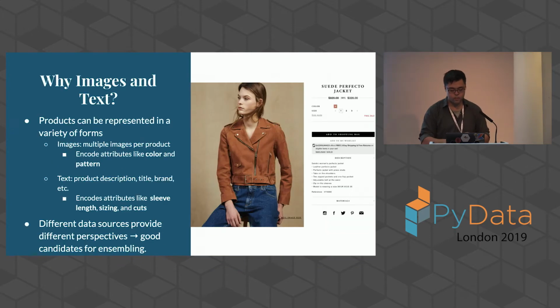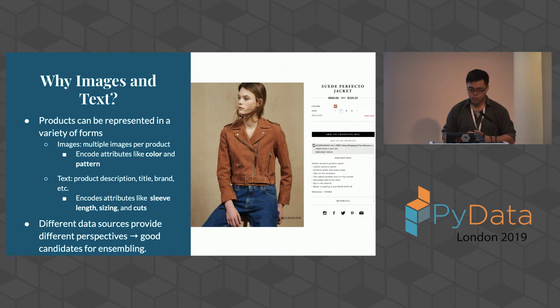So Q1. Why images and text? From our point of view, our products can be represented in a variety of ways, the two main ways of which are images and text fields. Every product has multiple images per listing, and they encode certain attributes well, things like color and pattern. Really, if your product images on your e-commerce site are not conveying these attributes, they're really not doing anything at all. On the other hand, text encodes things like sleeve length, sizing, and cuts particularly well.